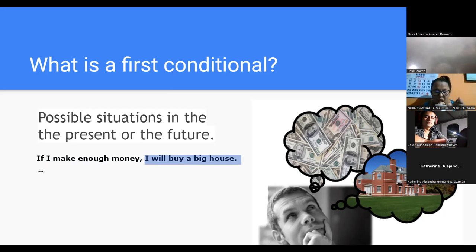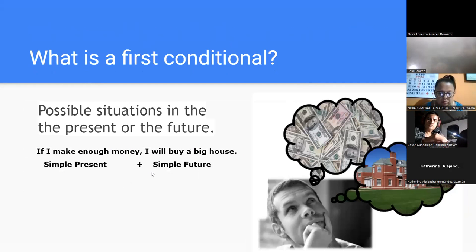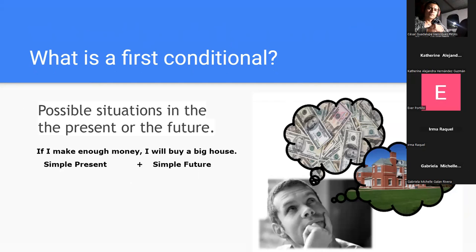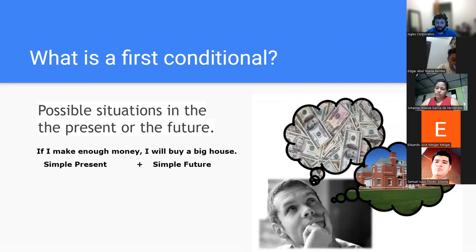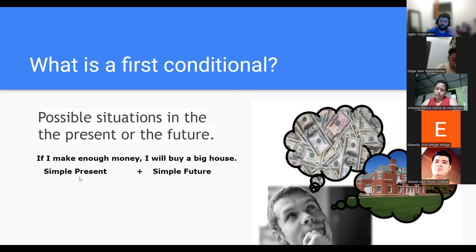So guys, when we have an if clause with a first conditional, I mean, with a simple present clause plus simple future, this is a first conditional, okay? And I want to point this out because I'm gonna ask you for examples, and you have to give me a second conditional example, okay? So I need you to differentiate this. That is the first conditional: an if clause in simple present combined with simple future. This is used to talk about possible situations in the future, correct?